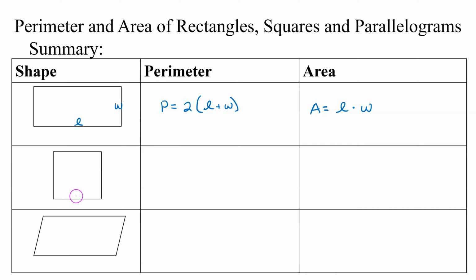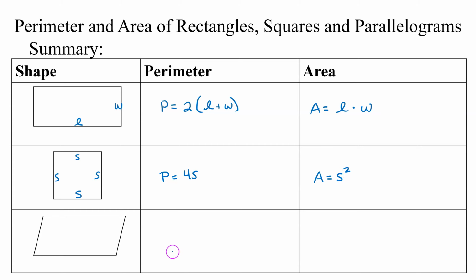Next, our square, we have a side, and all sides are the same, so we can call them all S. The perimeter is simply adding up all the sides, so it's 4S. And then the area, just like with the rectangle, is length times width, but both our length and our width are sides, so it's side times side, or side squared.